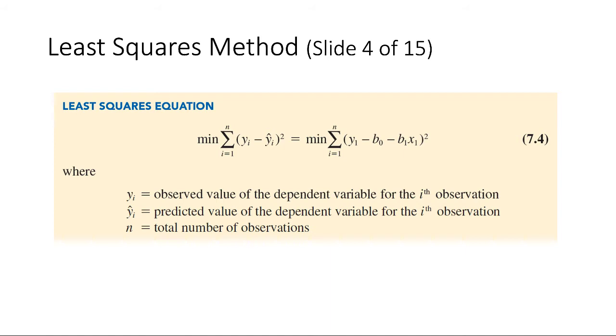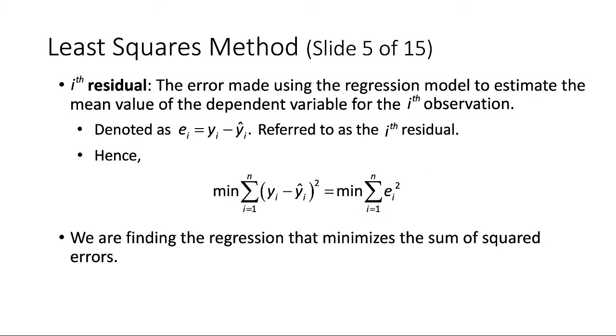The least squares method uses the sample data to provide the values of B0 and B1 that minimize the sum of the squares of the deviations between the observed values of the dependent variable yi and the predicted values of the dependent variable ŷi. So a residual is basically the actual value minus the predicted value. Later, I will show an example in Excel and explain this in context. Essentially, we're estimating the regression equation that minimizes the sum of squared errors.